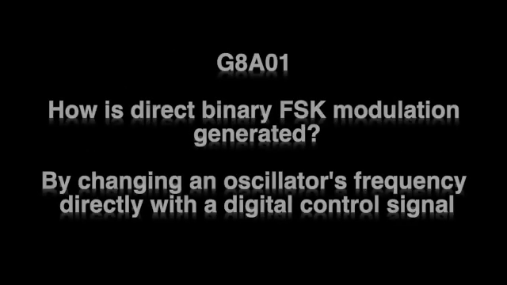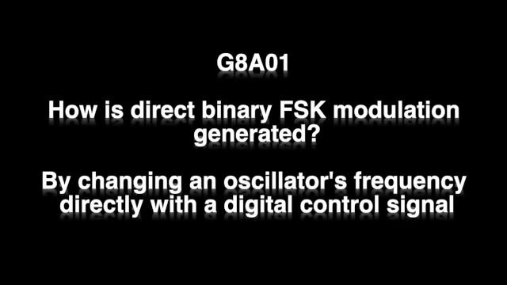Subelement G8: signals and emissions. Group G8A: carriers and modulation, AM, FM, and single sideband, modulation envelope, digital modulation, overmodulation, link budgets and link margins. G8A01. How is direct binary FSK modulation generated? By changing an oscillator's frequency directly with a digital control signal.